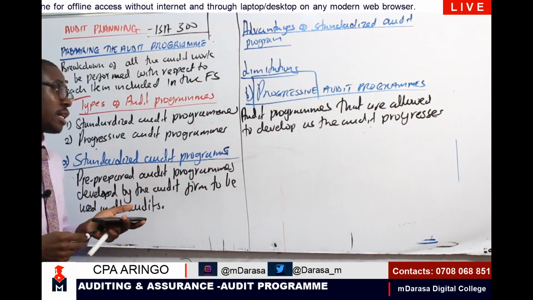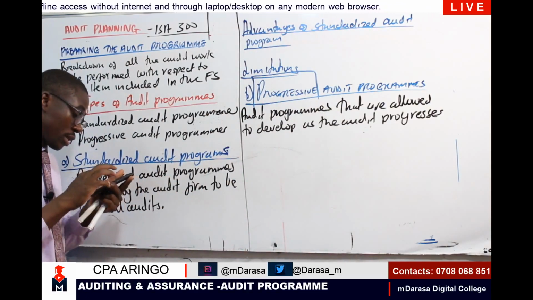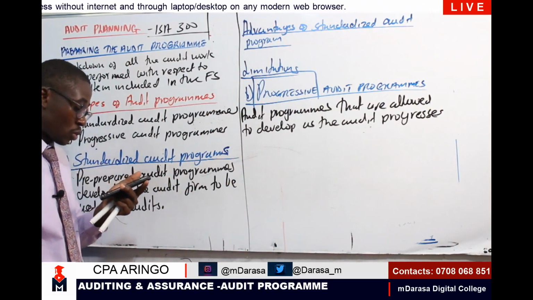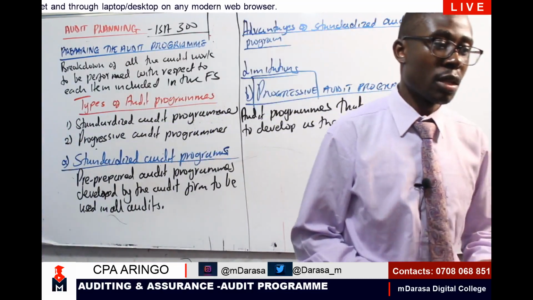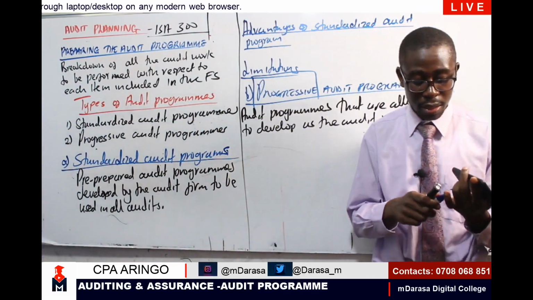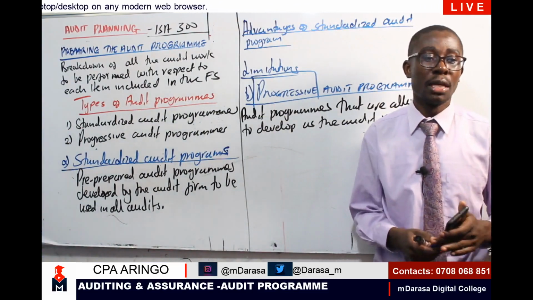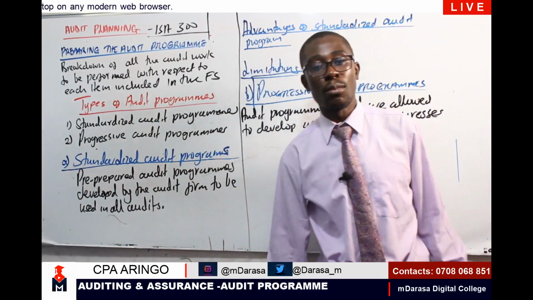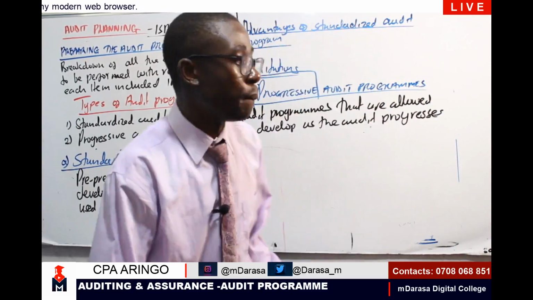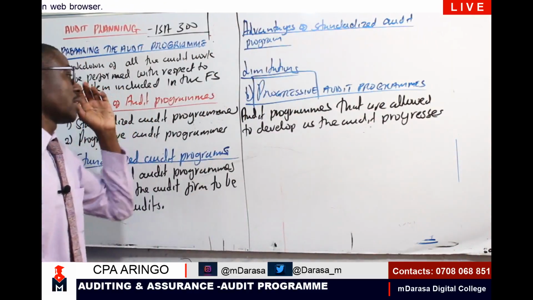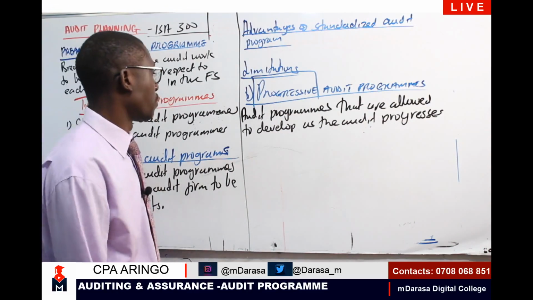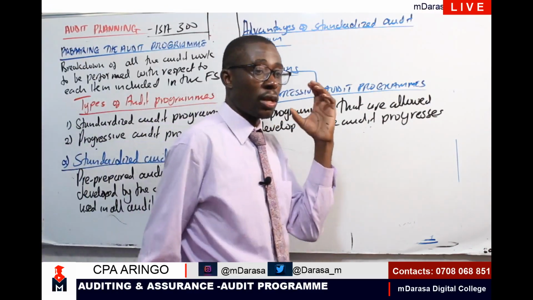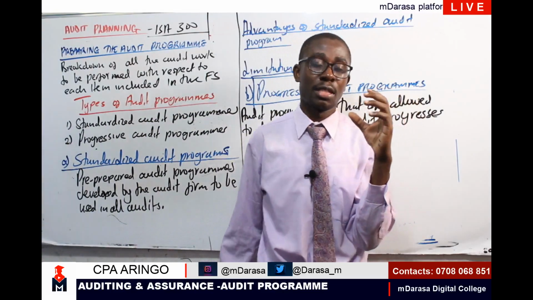At this point the auditor uses his professional skill and judgment to determine the procedures to perform. So it's not pre-prepared, but we are going to adapt based on the environment that we are operating in. At the end of the day, you'll find that it's more flexible, and it also allows the auditor to use his judgment.